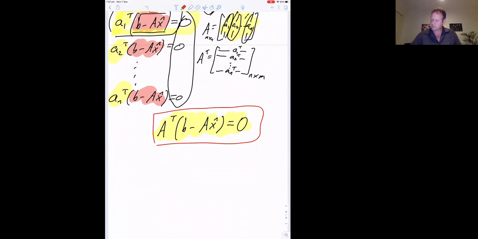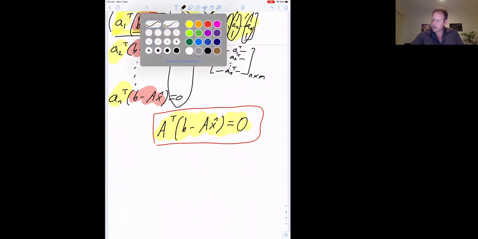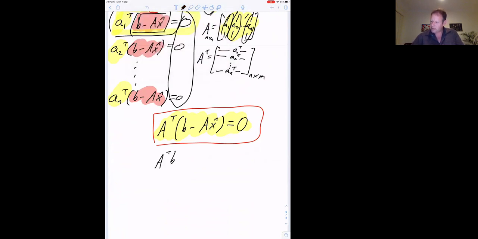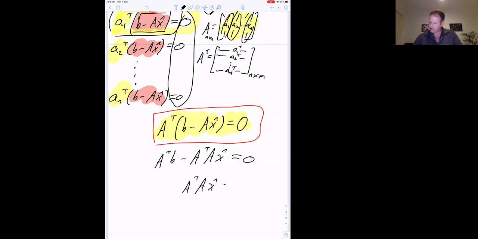Once we have this, we can do a bit of algebra. Let's take A transposed B minus A transposed A x hat equals 0. Let's make this a bit nicer. So A transposed A x hat equals A transposed B.